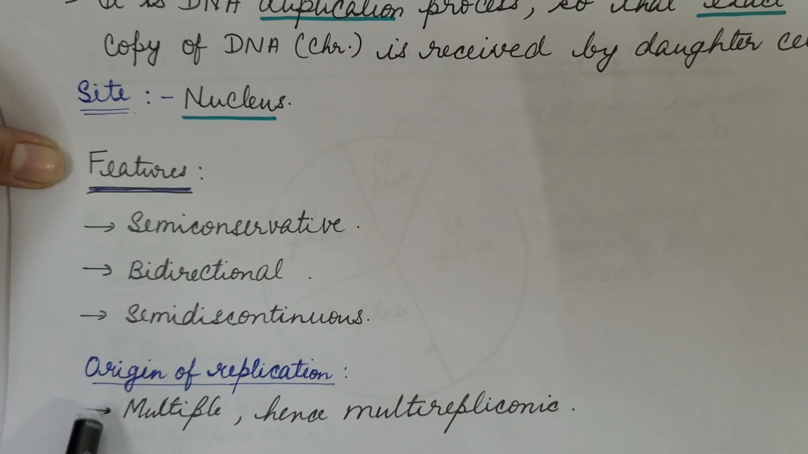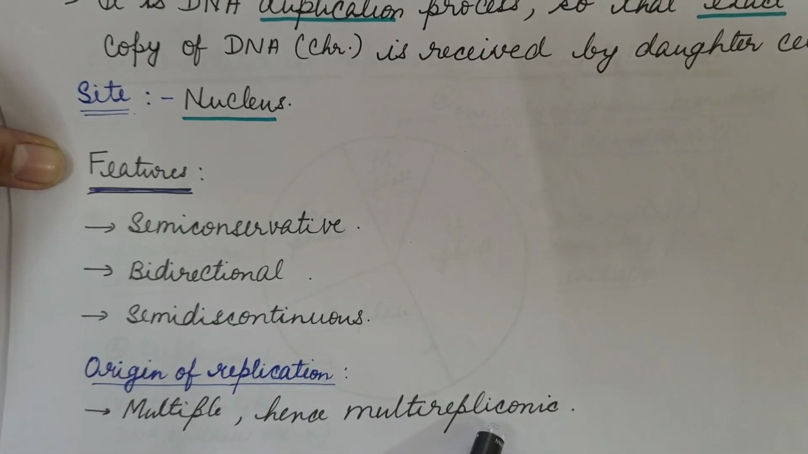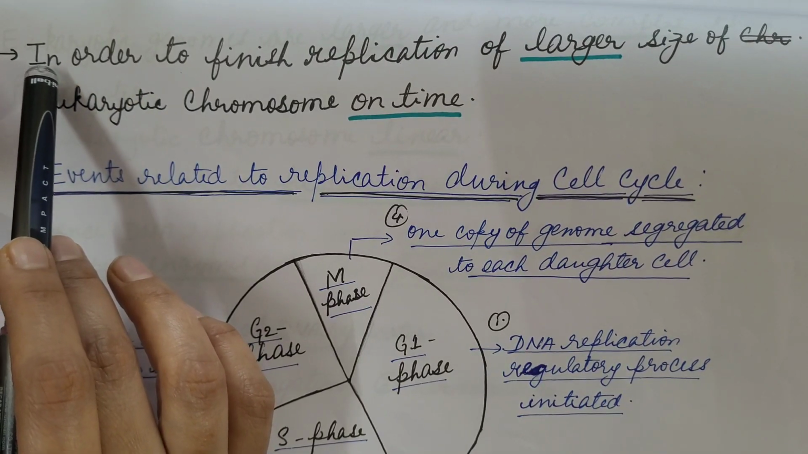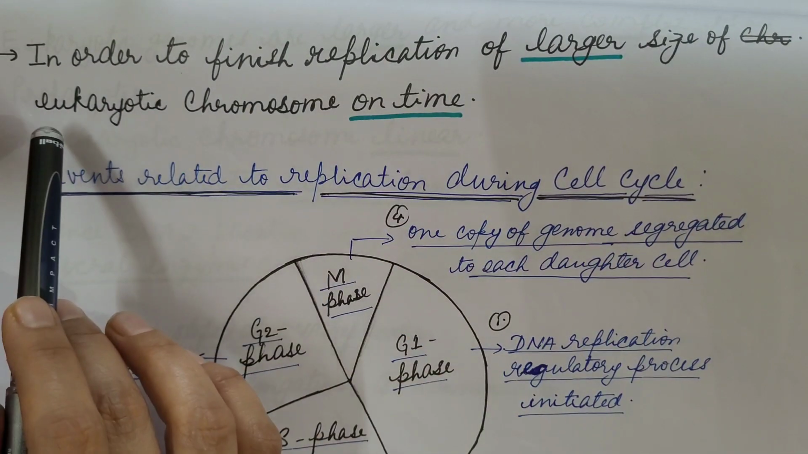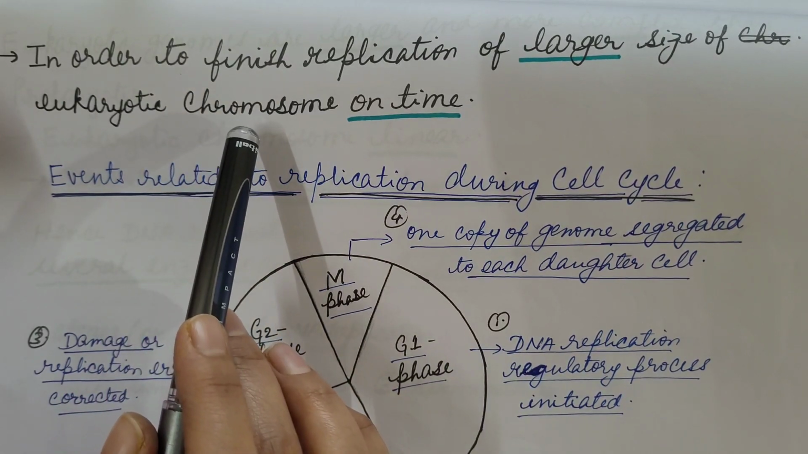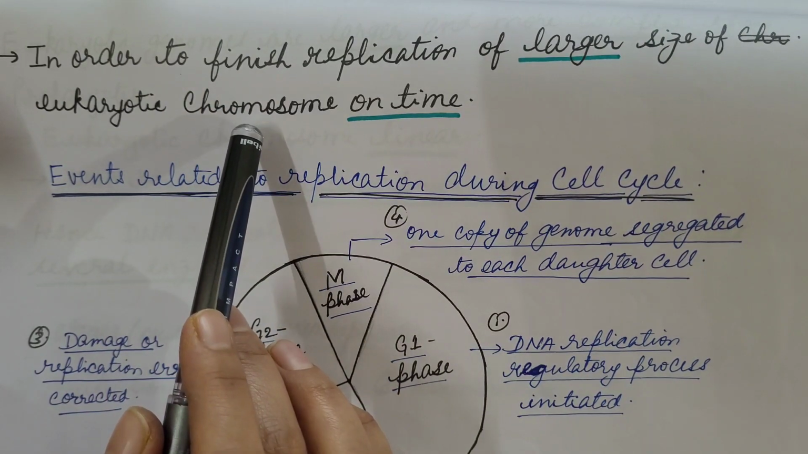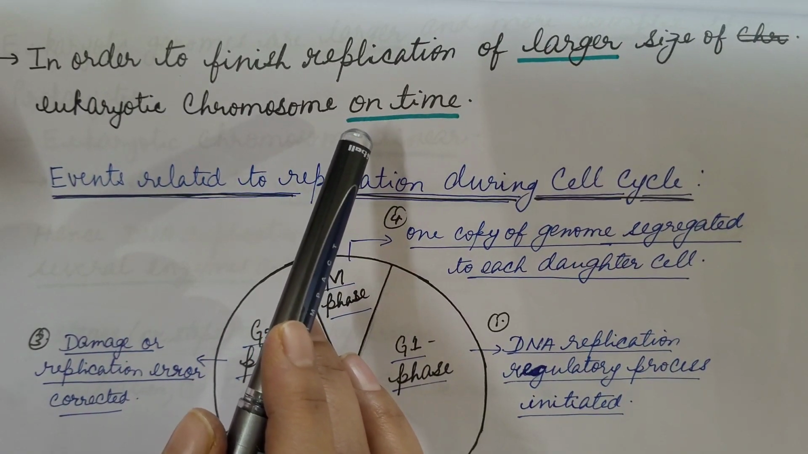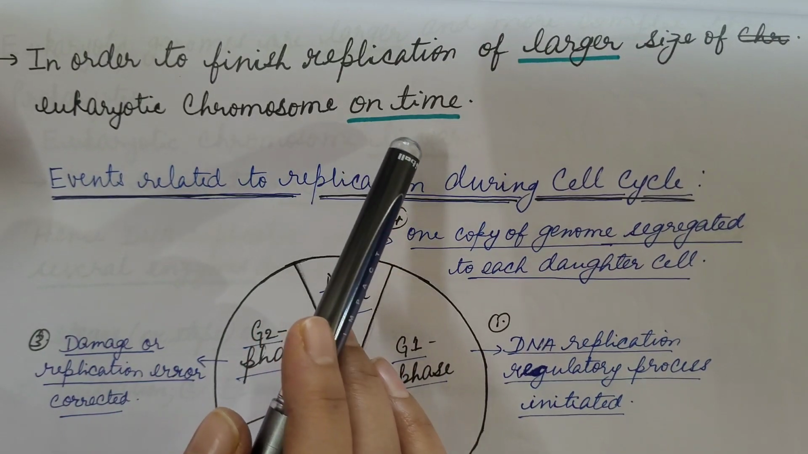Origin of replication: it has multiple origins of replication, hence it is multi-repliconic, as each origin defines a replicon. What is a replicon? It is the stretch of DNA that is replicated from a particular origin. This also we have already discussed. And why does it have multiple origins of replication? In order to finish replication of the larger eukaryotic chromosome on time. The eukaryotic chromosome has a larger size compared to prokaryotic DNA, and replication should be completed before the cell divides. Hence, it has multiple origins of replication.